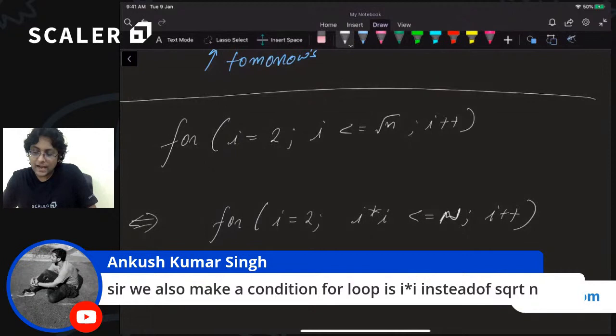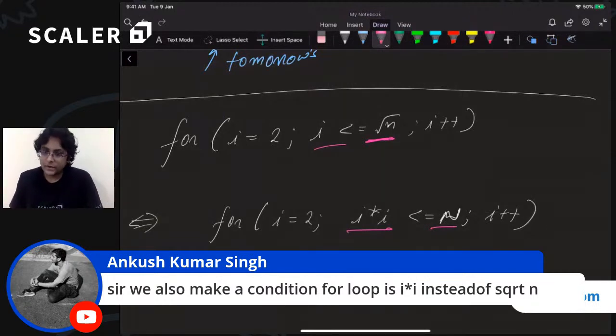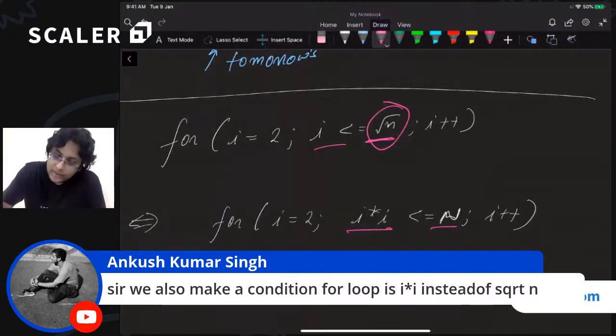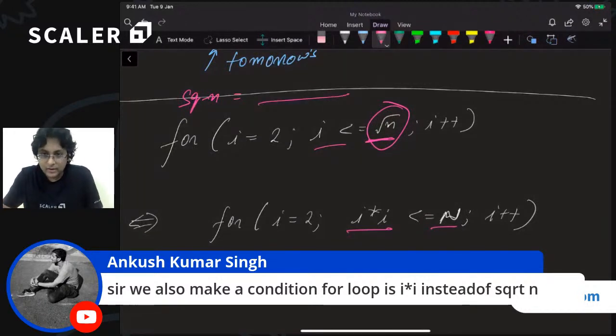So instead of calculating the square root of n and then comparing it with i, we square i and then compare it with n. It will work exactly the same. And this is one more way that you can do it. If you were to do it the first way, then you will have to pre-calculate the square root of n, using some sort of math library, like math.sqrt of n. If you do not want to do that, you can simply use i times i less than or equal to n.